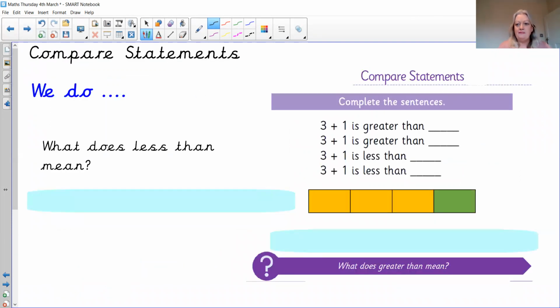Okay, so today we're getting nearly to the end of our booklet, aren't we? You have done it brilliantly, but today we are going to be comparing statements. So we're going to be looking at two things and comparing them. The first one you can read here, it says, complete these sentences. 3 add 1 is greater than. What does greater than mean? Pause the video, have a chat to somebody and tell me what greater than means.